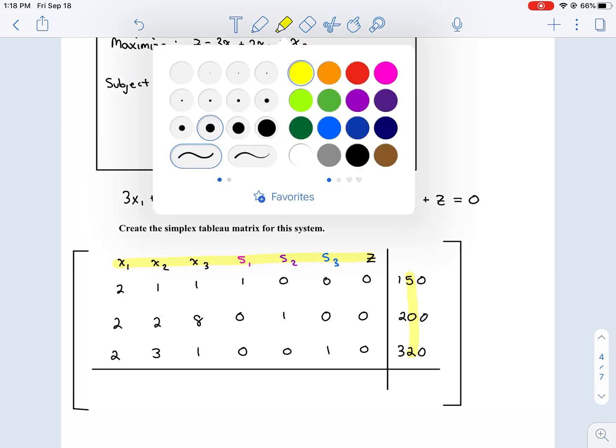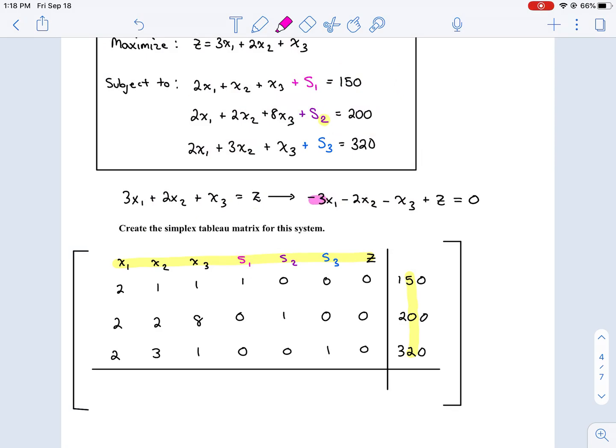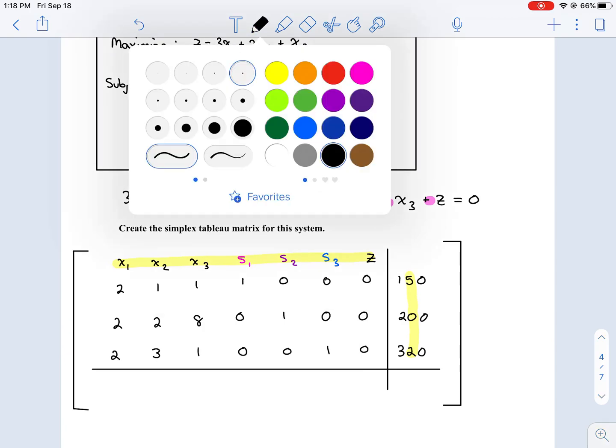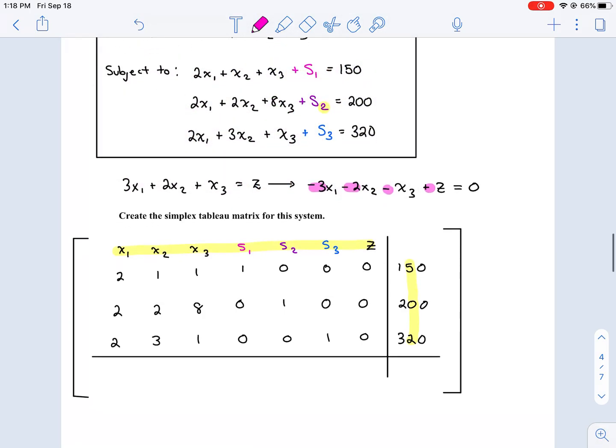So now I'm going to write all of these coefficients underneath the horizontal line here in the simplex tableau matrix. So this would be negative 3, negative 2, negative 1, and then 0, 0, 0, because there are no slack variables in the function we are trying to maximize. This will be a positive 1, and then the last entry will be a 0.